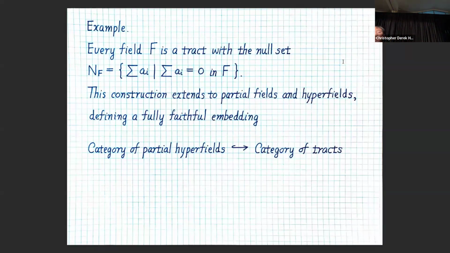So an example. Every field is a tract in the obvious way. You simply set the null set to be the formal sums of elements that literally sum to 0 in your field structure. And this construction extends in exactly the same way to partial fields, where you can only sometimes add two things, and to hyperfields, where you can add two things and get multiple elements. And actually, this defines a fully faithful embedding from the partial hyperfields to tracts. And if you know which elements sum to 0 in a field, you know the field.